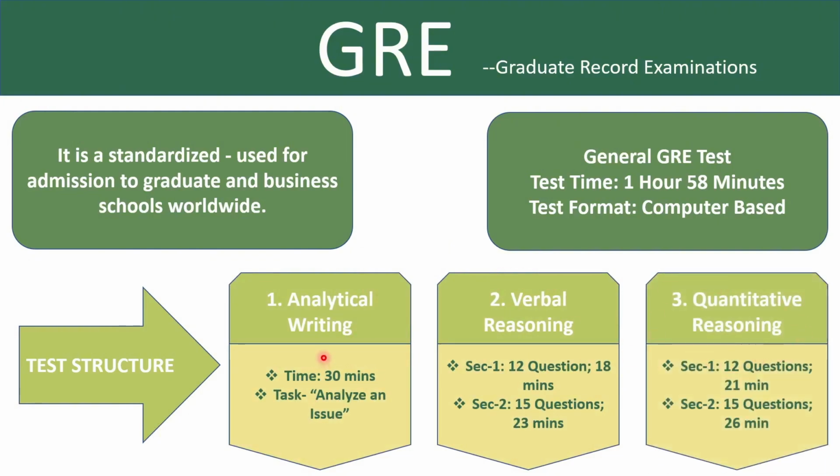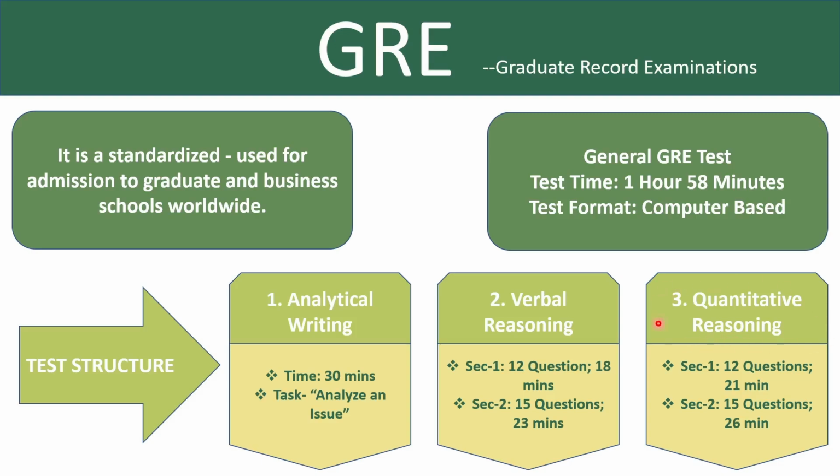In Analytical Writing section, total time allocated is 30 minutes. And you are given an issue, you have to analyze it by writing it on paper. In the next section, Verbal Reasoning, there are total 27 questions. Total time allocated is 41 minutes. Approximately 3 passages are given in this section.